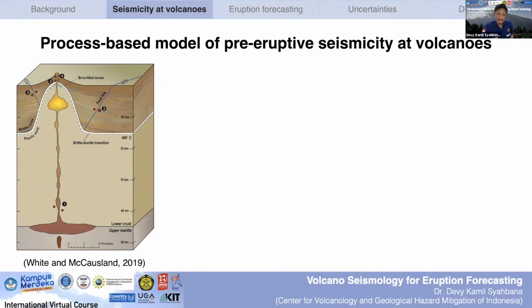But to give you a better illustration, I will use the White and McCausland publication in 2019 about a process-based model of pre-eruptive seismicity at volcanoes. You see on this picture there is numbering 1, 2, 3, and 4.